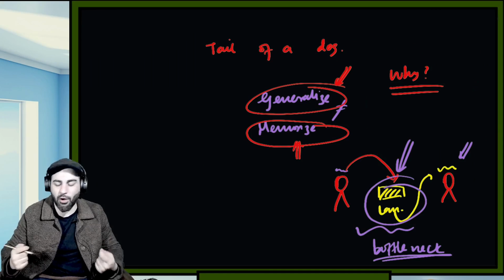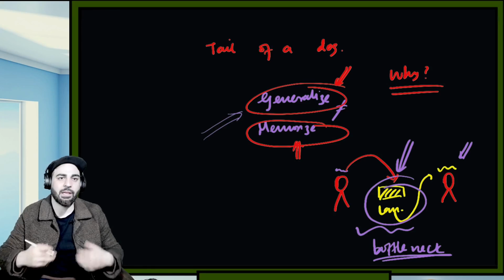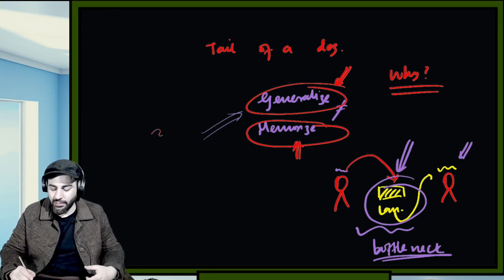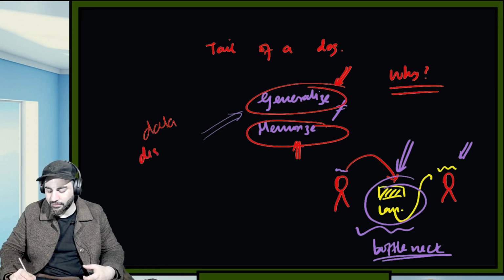Our job as machine learning engineers is to make these models generalize well. And how will they generalize? If your data represents the distribution, the data distribution is learned very well.